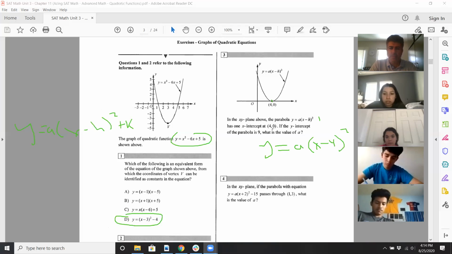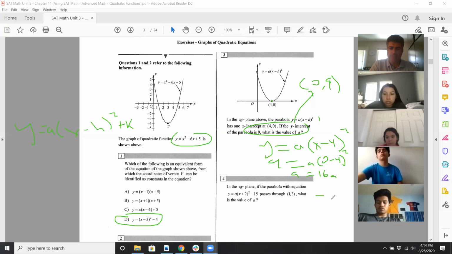So if the y-intercept, of course, is straight up 9, then guess what? X is 0, y is 9. Throw it in. And you're golden, because then you will solve for a. 9 equals 16a. A is 9/16. And you would just grid that in the free-response portion of the answer sheet.